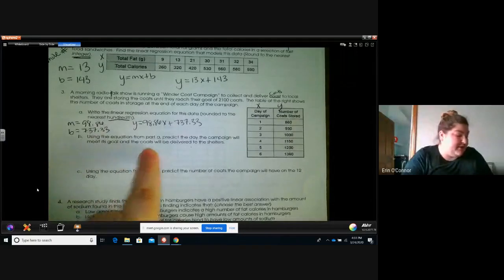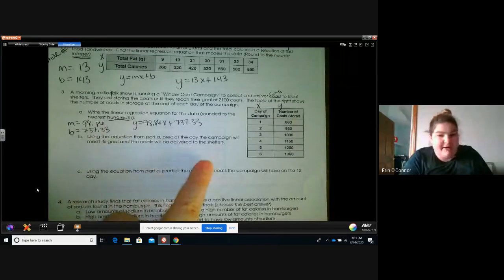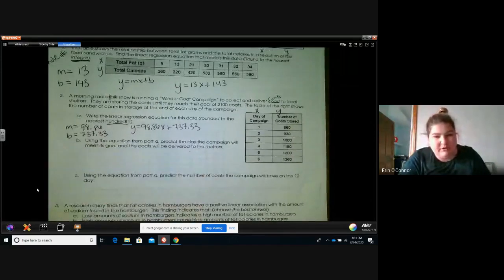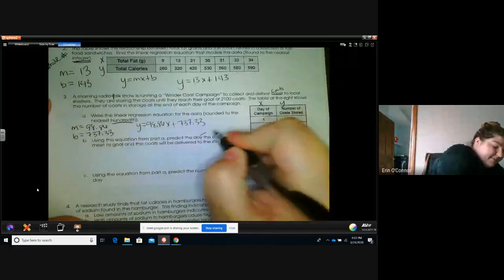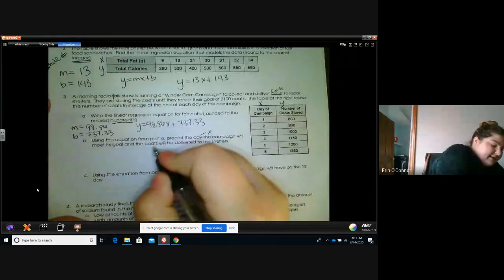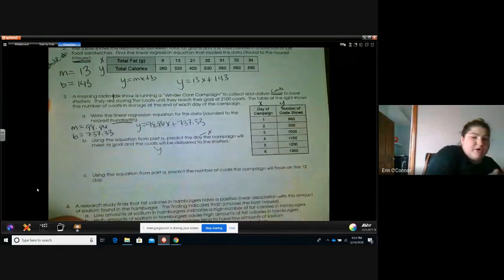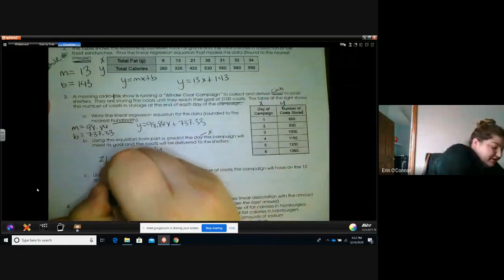Okay, now using the equation from part A, predict the day the campaign will meet its goal and the coats will be delivered to the shelters. So they want a total of 2,100 coats. And I need to find out the day. I need to predict the day. Remember, day is X and this is Y.